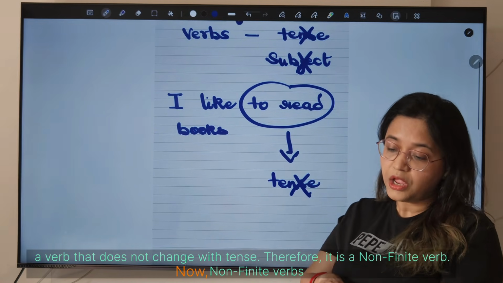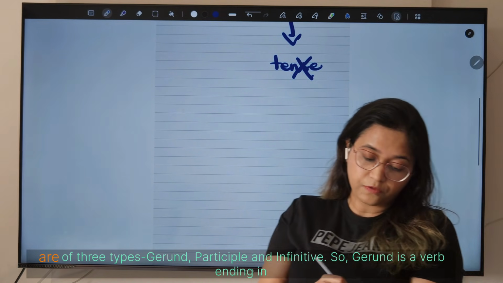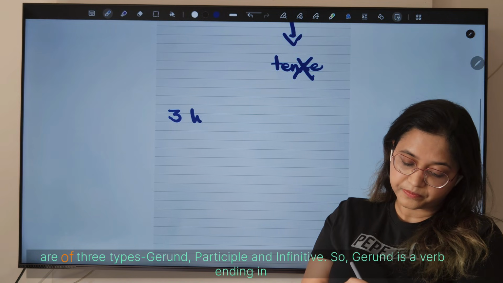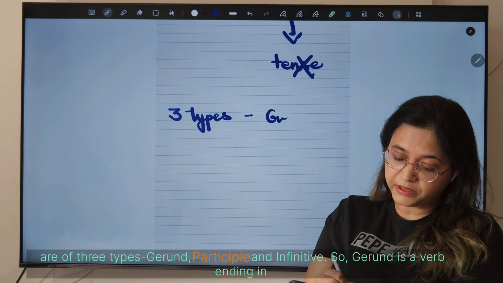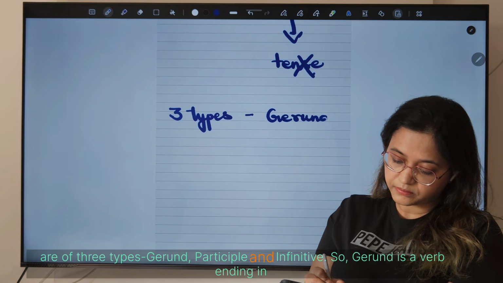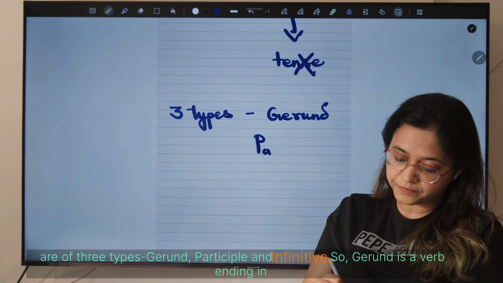Now, non-finite verbs are of three types: gerund, participle, and infinitive.